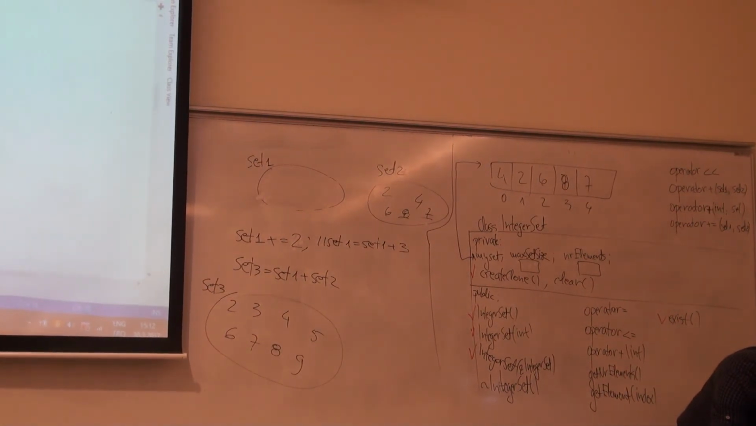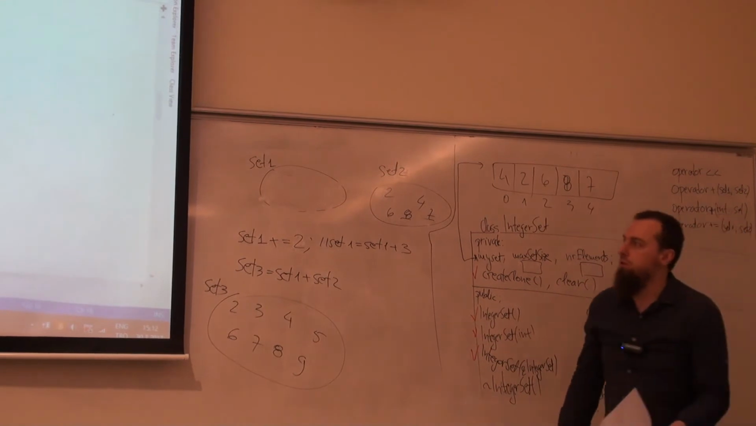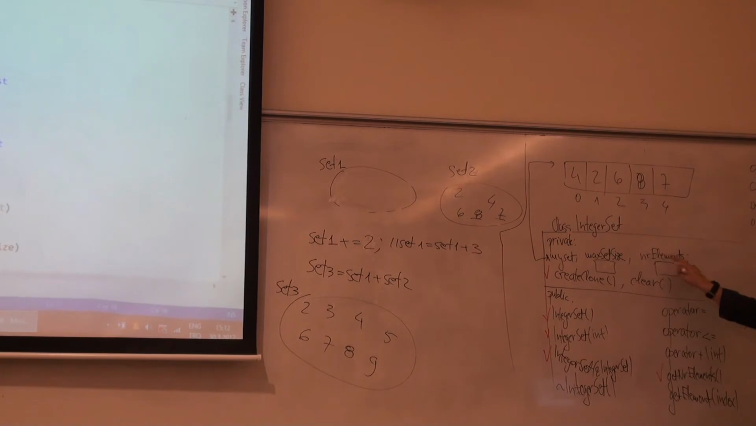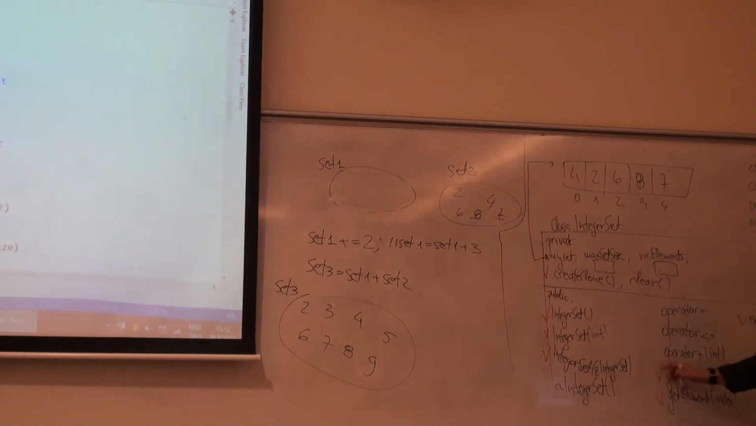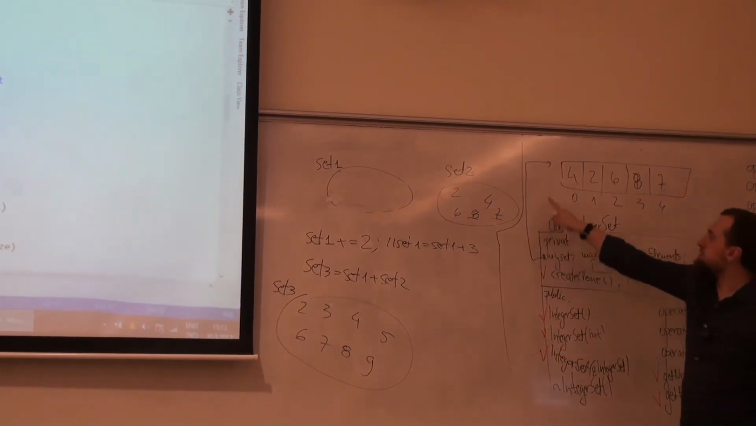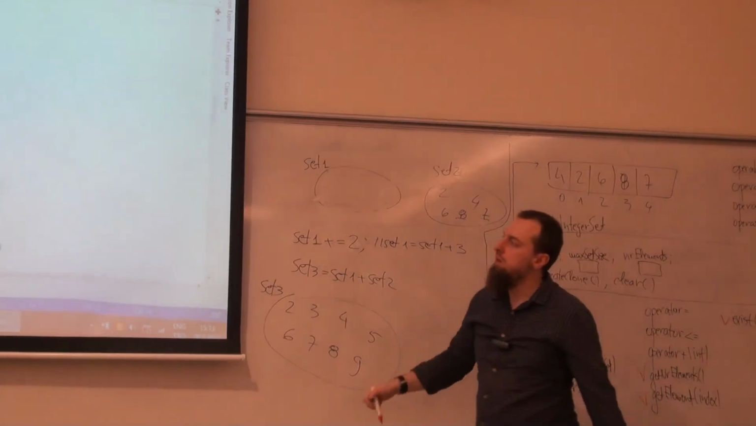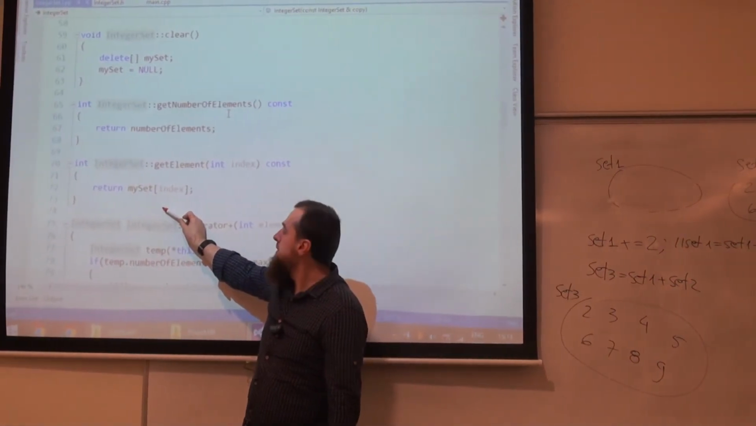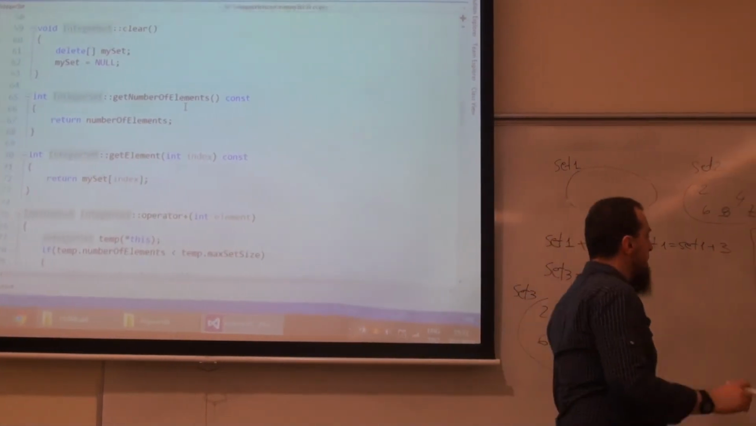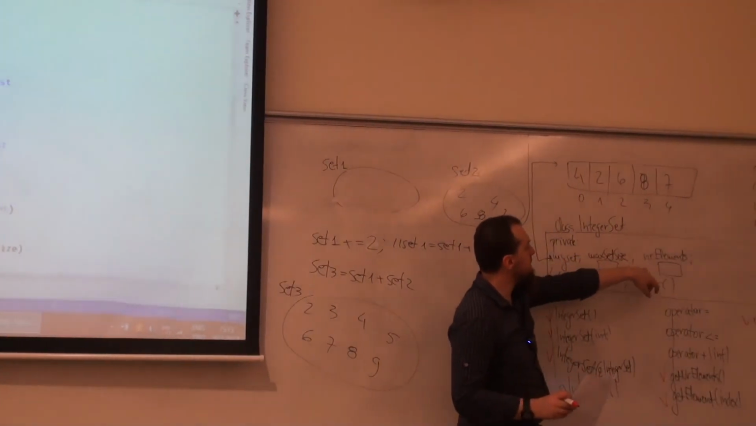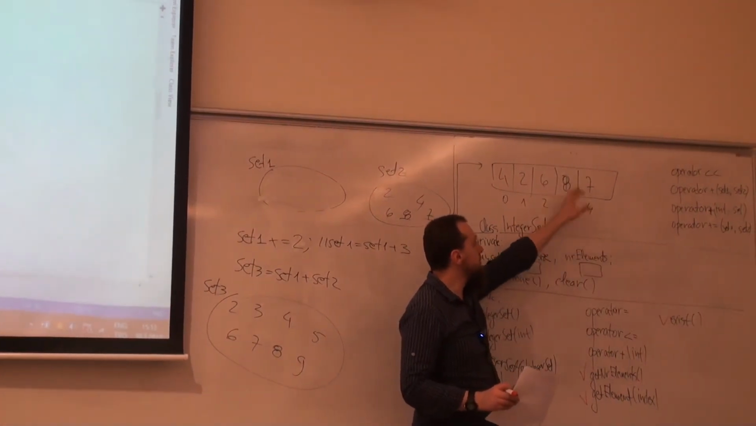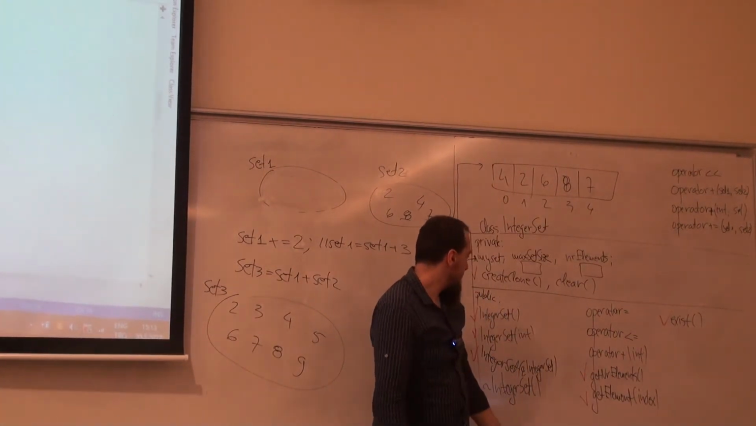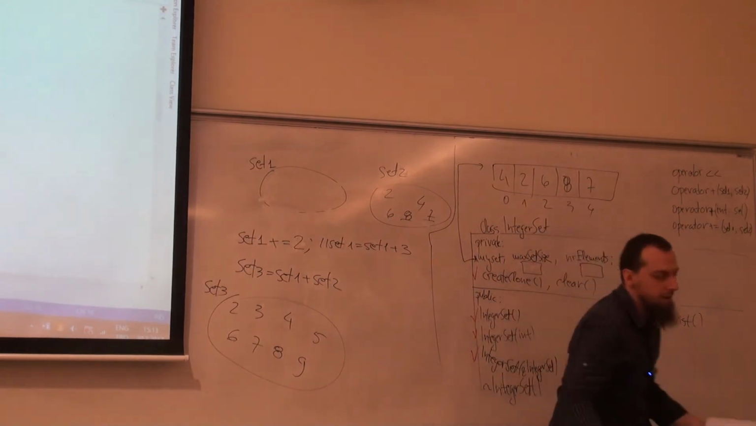Now let's go with the next operators. Well, let's see those guys. Get number of elements, very easy. Return number of elements. So I'm returning the number of elements. Get element, since my set is a pointer to an array which is private, I return my set of index, okay? This is get element. I'm returning a certain element with certain index. Let's say if I want to return this 8, I send index 3 and I return it with this function. So this is get element. What else do we have here? Operator plus.